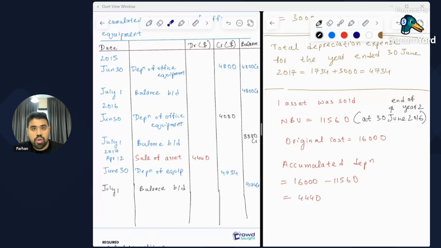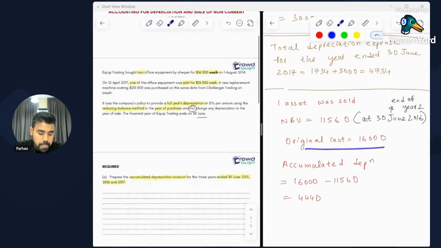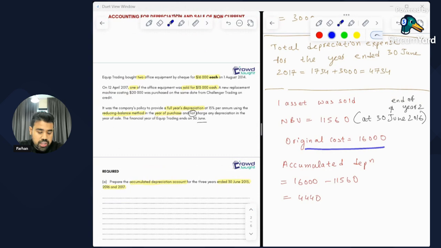And this net book value of 11,560 represents the economic value that was still left for consumption or usage for the purpose of generating revenue in your business. All right? Now, do you remember that we had purchased this asset for $16,000 based on the first line of the question, where we bought 2 assets, each at $16,000, right?